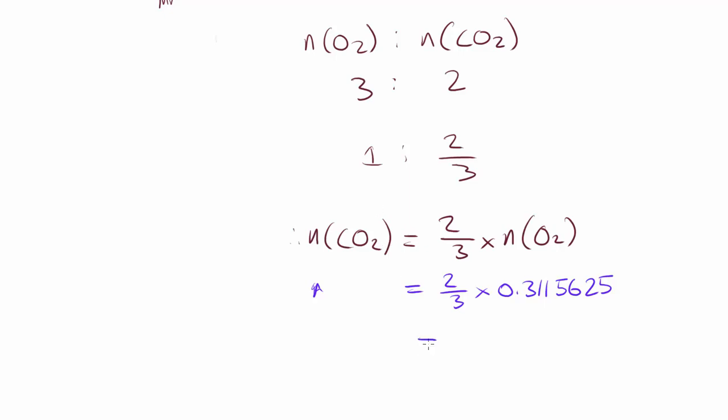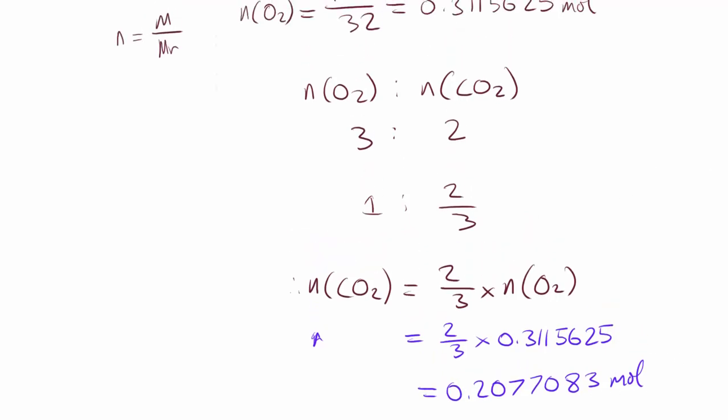If we work that out, you're going to get 0.2077083. I'm not going to put many decimals beyond this because you would have a lot of threes, so I'm going to leave it at about 7 decimal places for now. But that's going to be in moles. So this is our number of moles of carbon dioxide.